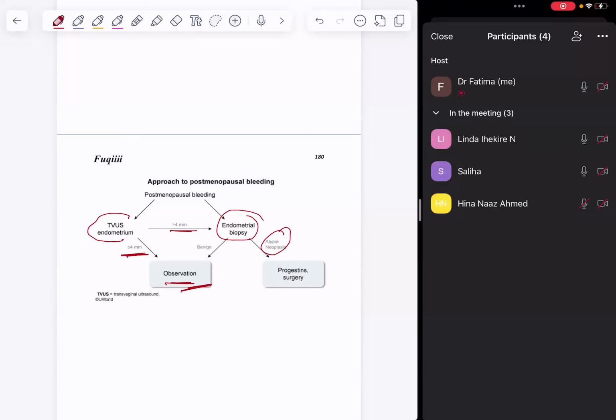Can you repeat the first step? The first step is you will evaluate the postmenopausal bleeding, and you have two options. The first option is you have to do the transvaginal ultrasound to check the endometrium thickness. Because this is safe and non-invasive, you usually start with the transvaginal ultrasound to look for the endometrium thickness, and then you proceed further.